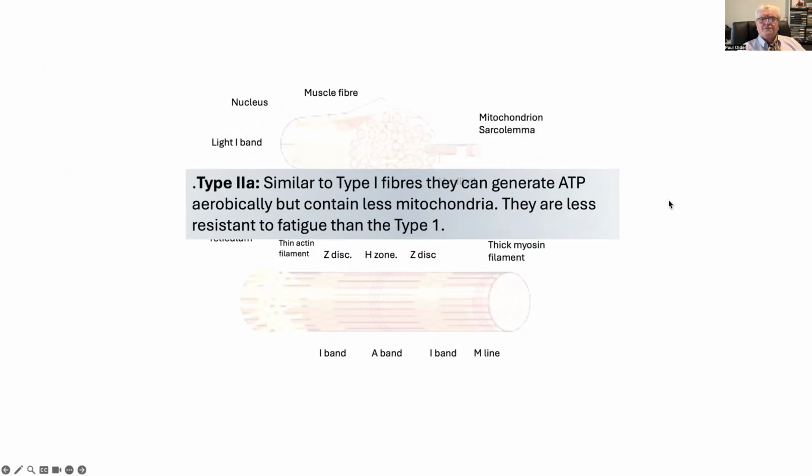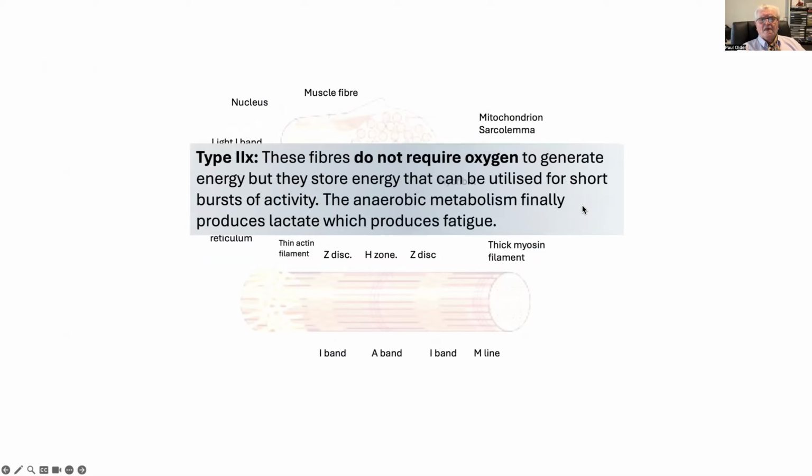any other fiber. Type 2A fibers are similar to type 1 in that they can generate ATP aerobically but contain less mitochondria. They are less resistant to fatigue than type 1. Type 2X, these fibers do not require oxygen. They are able to store energy that can be utilized for short bursts of activity. The anaerobic metabolism finally produces lactate, which then goes on to produce muscle fatigue.